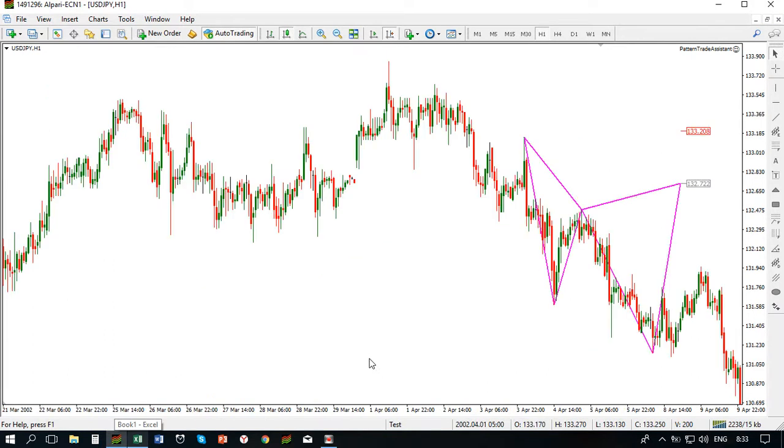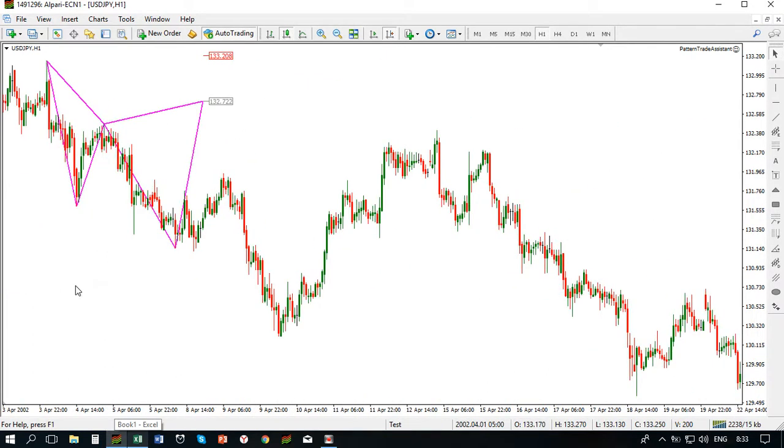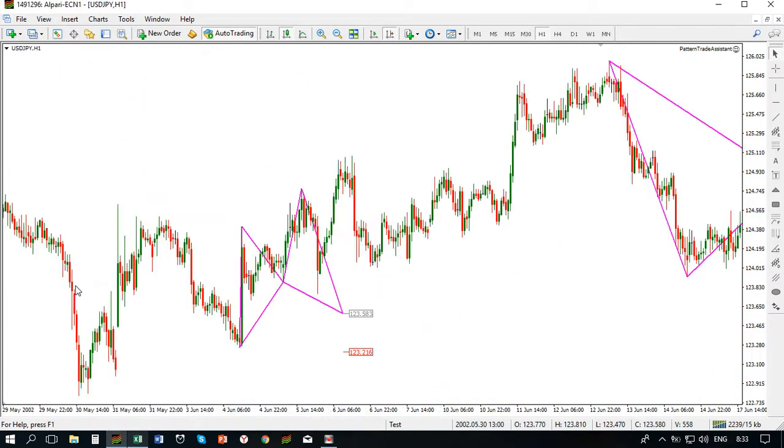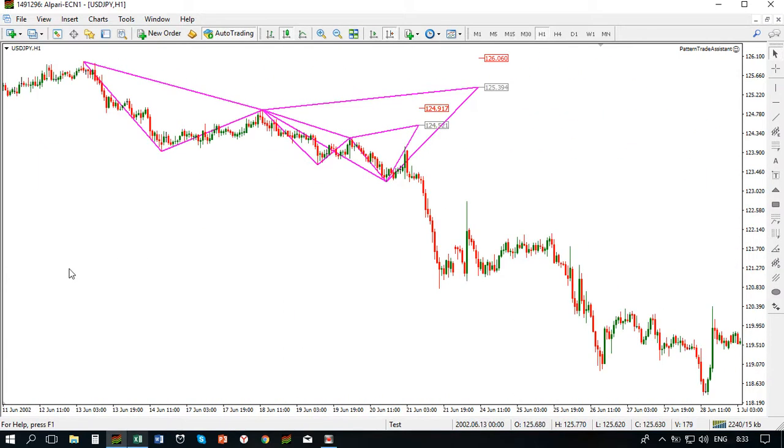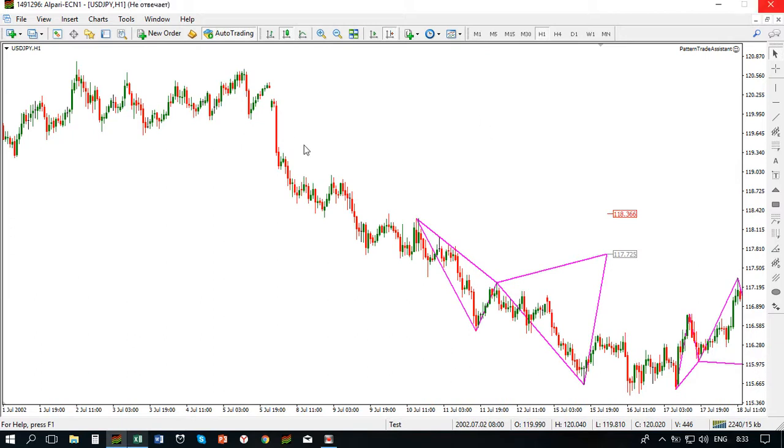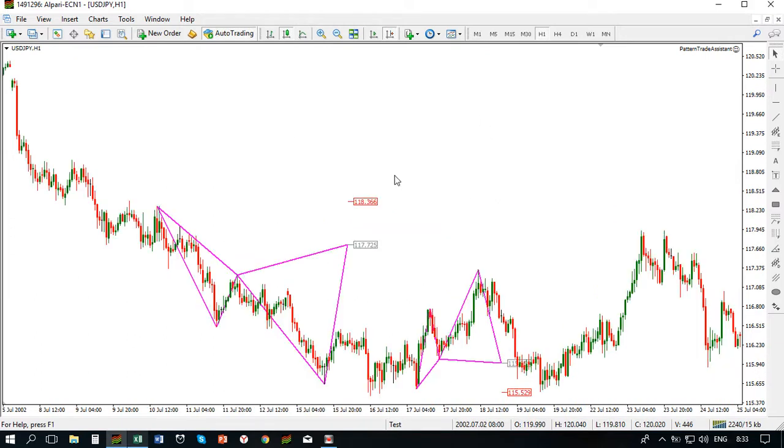Going next, page down. When I press page down, I just go to the next page of the chart. This way. Some MT4 tips for you.